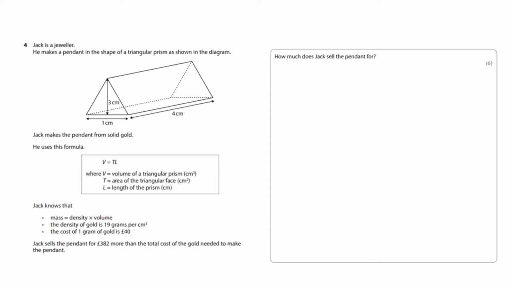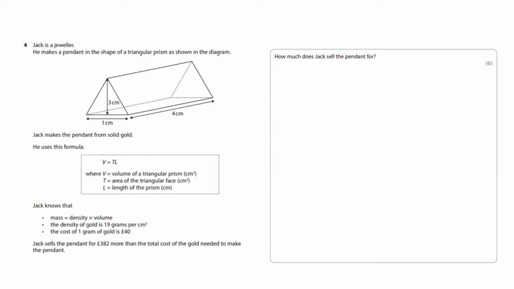If you look at V equals TL, I want you to imagine it as V equals T times L. So we're going to do this calculation now, and there's some other bits of information here. Jack knows that mass equals density times volume. The density of the gold is 19 grams per centimetre cubed. The cost of 1 gram of gold is £40. Jack sells a pendant for £382 more than the total cost of the gold needed to make the pendant. Okay, let's start doing some calculations for this.